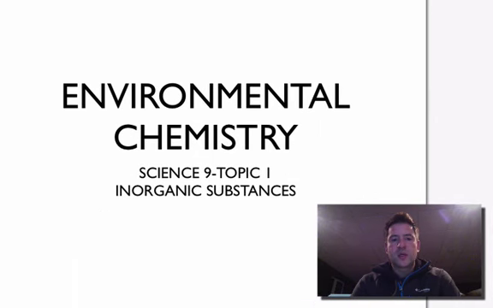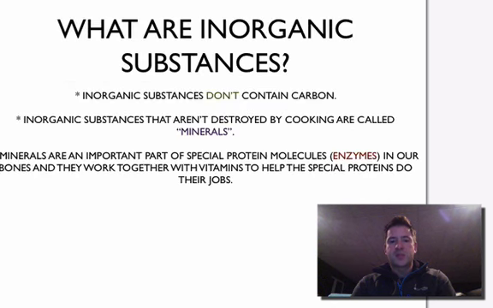Today this is for Science 9 students that are studying the third unit, Environmental Chemistry. This is going to be topic 1 in your textbook, and today we're going to be talking about inorganic substances. Last time we talked about organic substances being those substances that contained carbon. Today what we're talking about are inorganic substances. They are the substances that don't contain carbon.